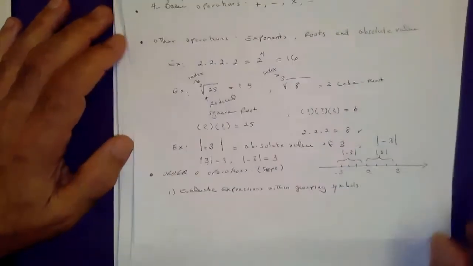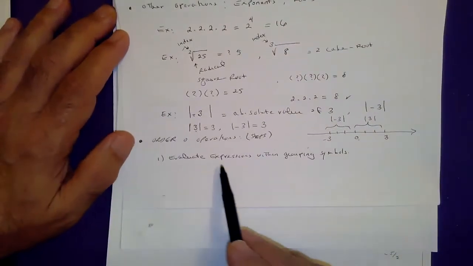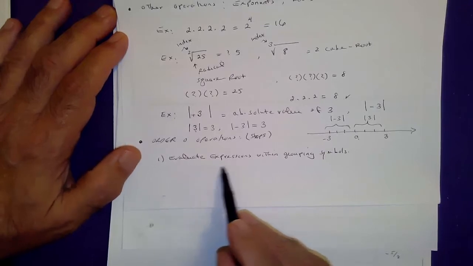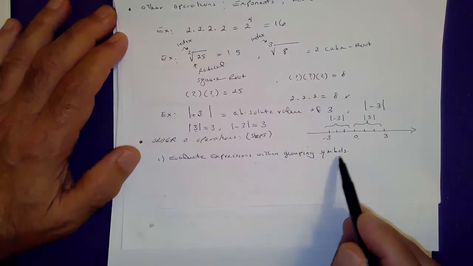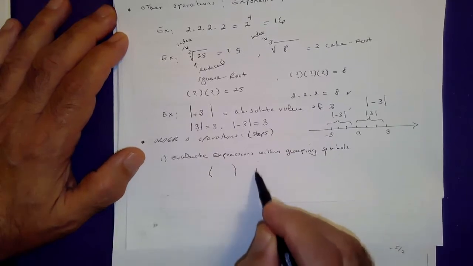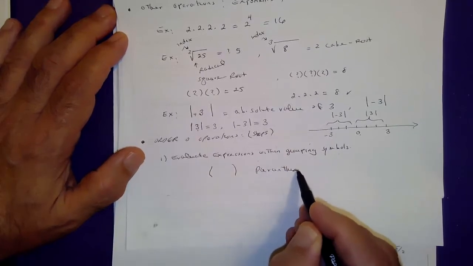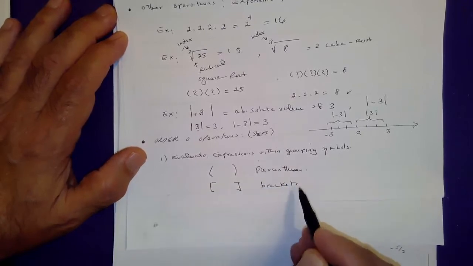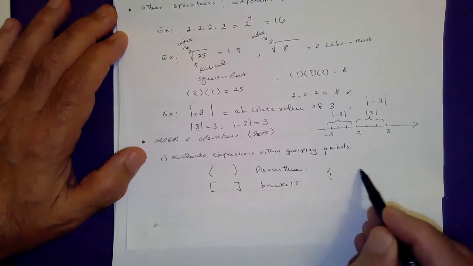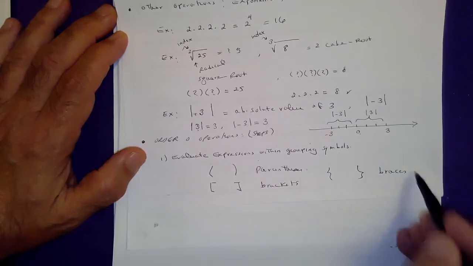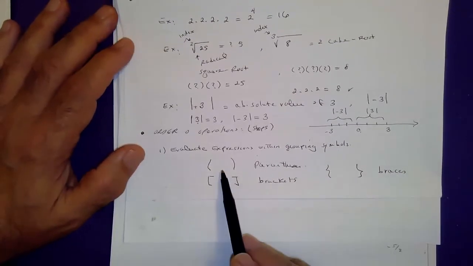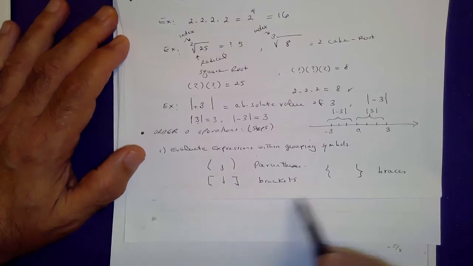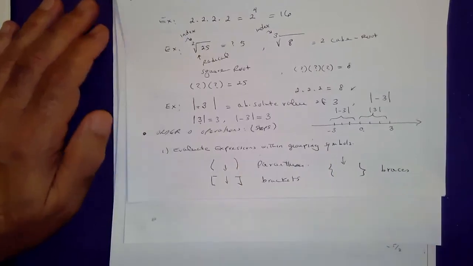So what would be the order of operations? Well, I'm sure you all know the order of operations is as follows. Step one is evaluate the expressions with grouping symbols. What are the grouping symbols? Parentheses, brackets, so these are brackets, and then we have something called braces. We always start from the parentheses, we work our way to brackets, and the last thing we simplify is braces.